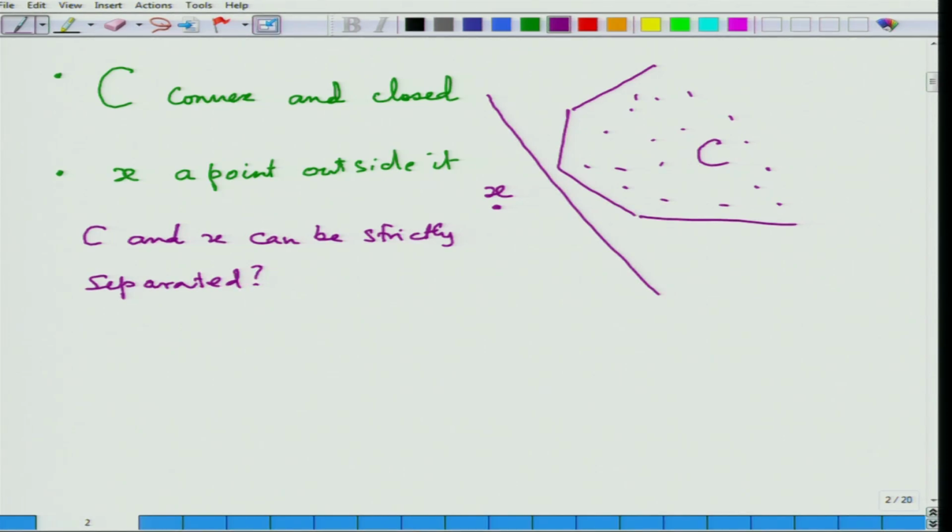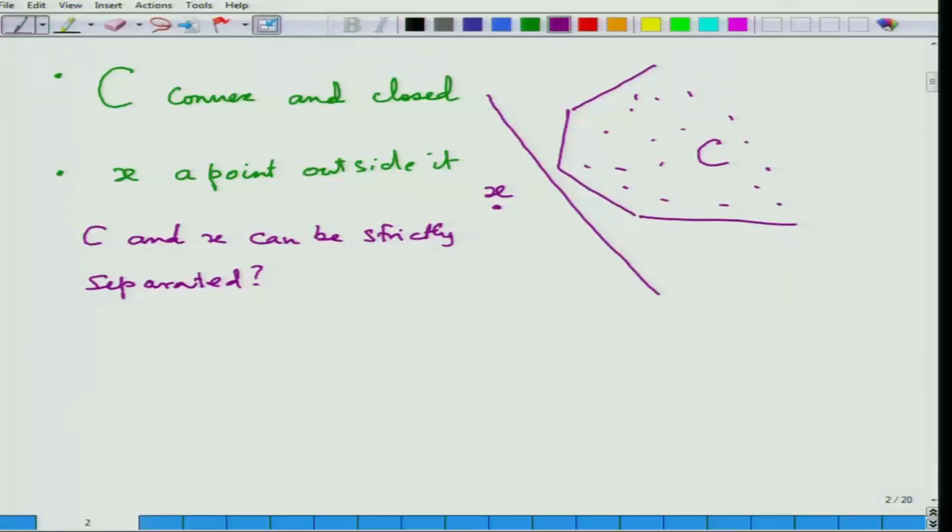What I mean is the following: X would lie in one of the strict half spaces and C would lie in the other strict half space, so that this line would neither touch C nor X. At the same time, dividing these two into two different segments, that is, putting X in one half space and putting C in the other half space, it would never touch either of them.